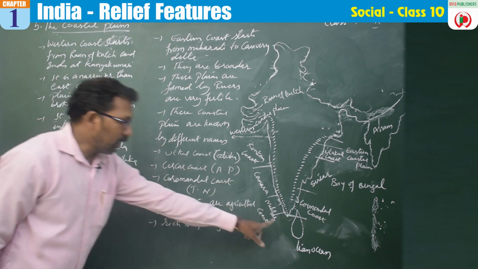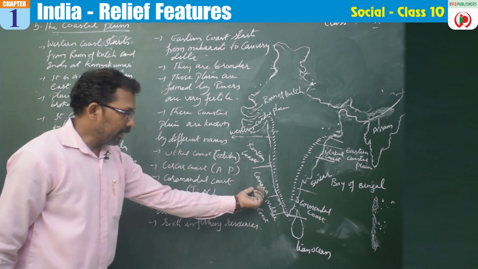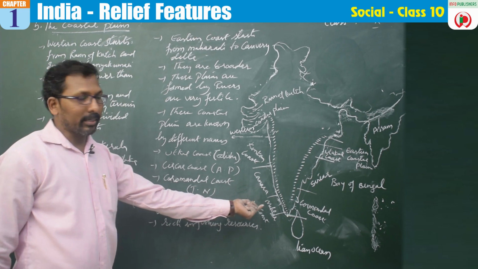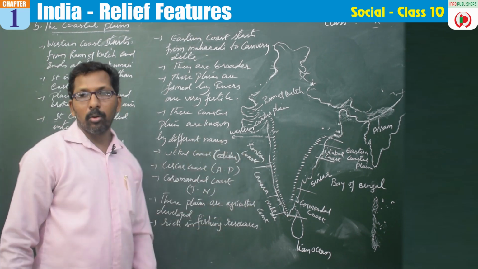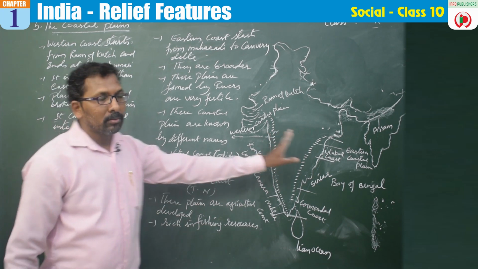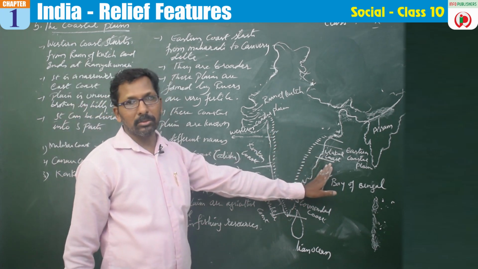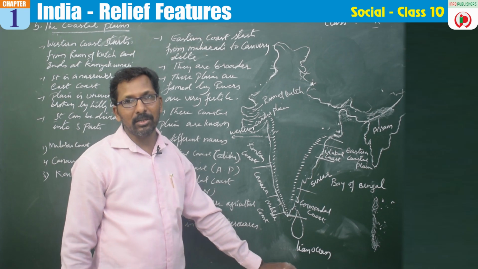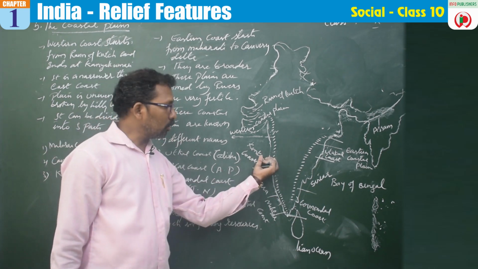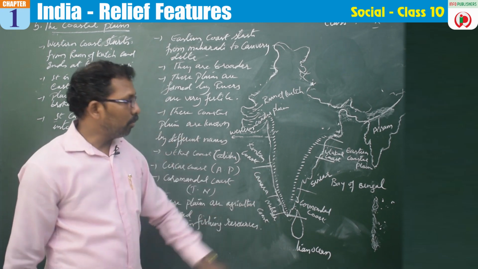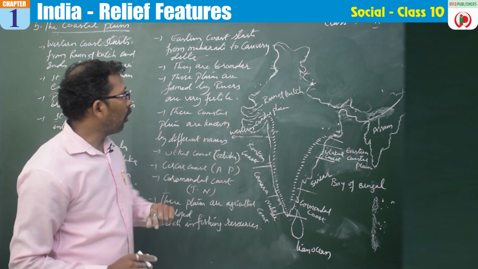One is the Malabar coast in Kerala, right? The Karnataka coast is called the Canara coast, and the Goa and Maharashtra coast is called the Konkan coast. Let's talk about the eastern coast. Are there any differences there in the eastern coast? Yes, there are a lot of differences, right? Whereas the western coast is narrower, this one is broader.